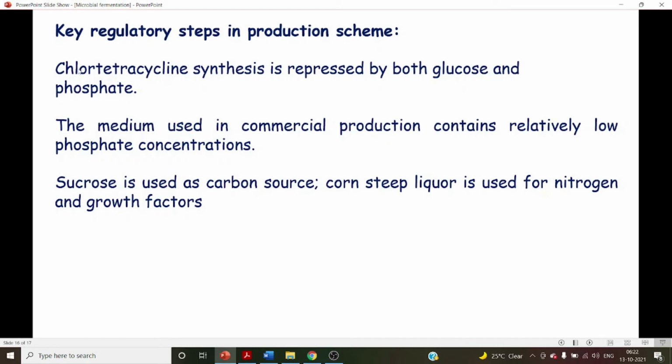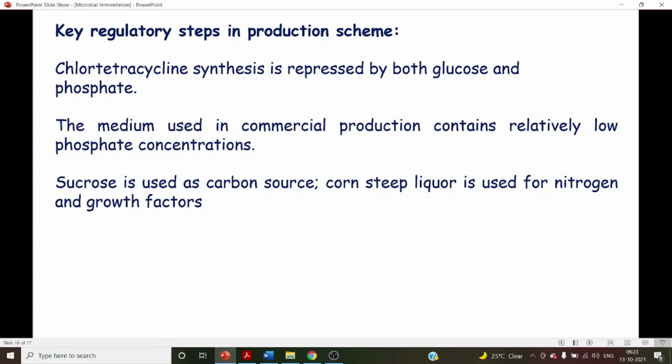Chlortetracycline synthesis is repressed by both glucose and phosphate. So the medium used in commercial production contains very low phosphate concentration. For the fermentation process, low phosphate concentration is used. Then, instead of glucose, sucrose is used as a carbon source, and corn steep liquor is used for nitrogen and growth factors.